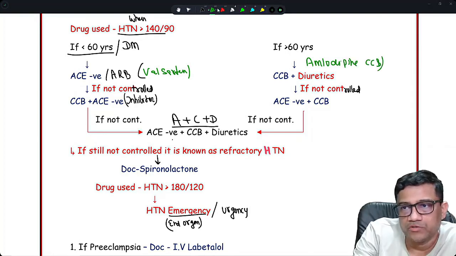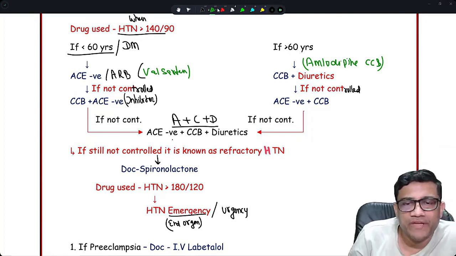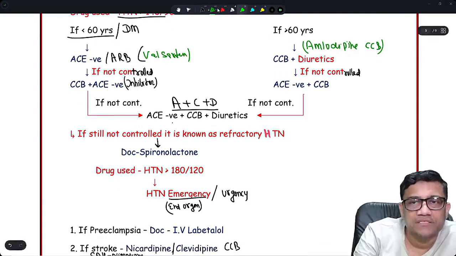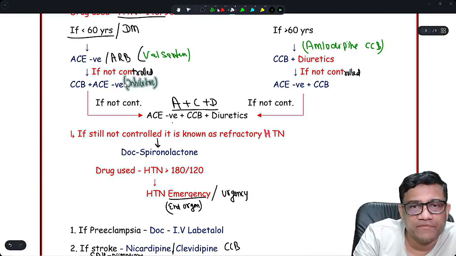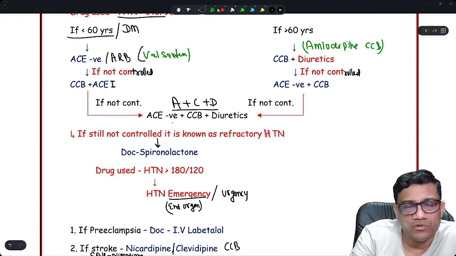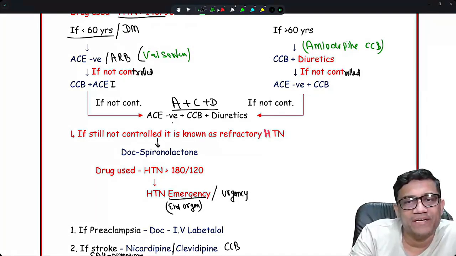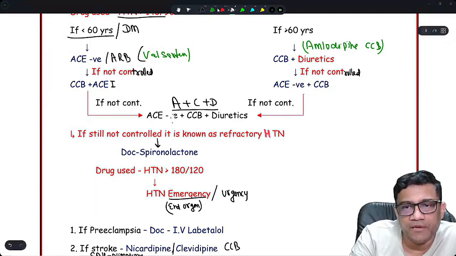So that's why lots of your relatives might be taking this. Then if it's not controlled, we have to add what? We have to add CCB plus ACE inhibitor. We have to add ACE if not controlled. Clear? And if controlled, then we can continue. Then if still not controlled, we have to add diuretic, A plus C plus D. So now the treatment becomes A plus C plus D.